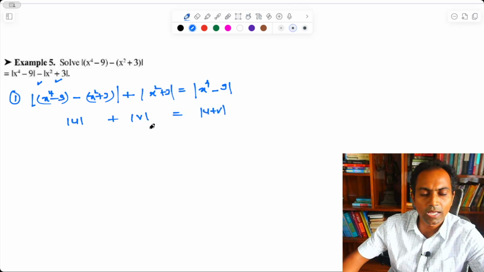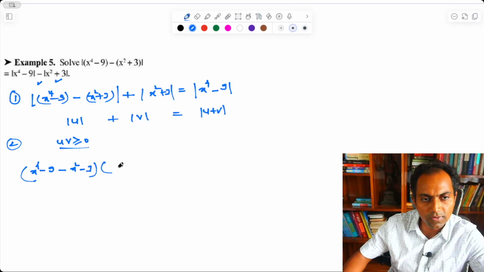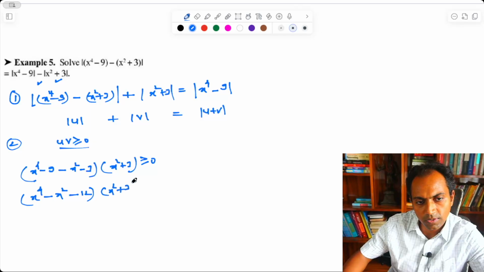So this will only happen when u into v is greater than or equal to 0. So we can write x raised to the power 4 minus 9 minus x square minus 3. This is my u, and then v, that is nothing but x square plus 3. This should be greater than or equal to 0. If I simplify the first part, after that it is calculation, it becomes x raised to the power 4 minus x square minus 12, and the second part is x square plus 3.